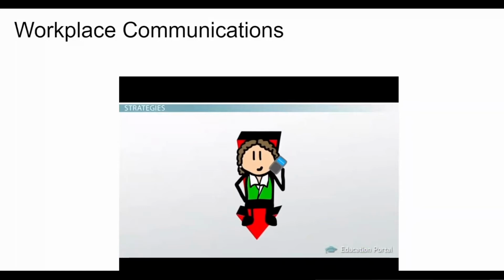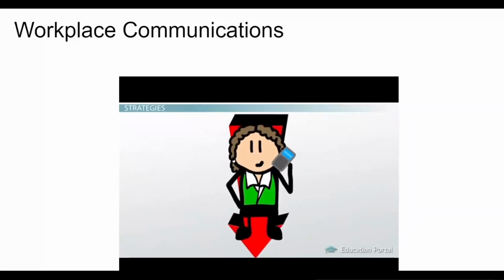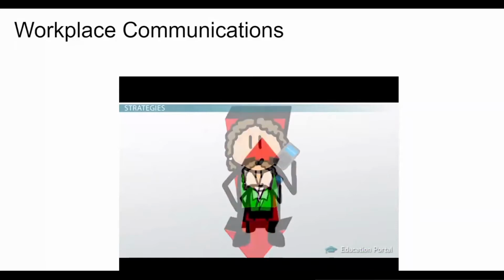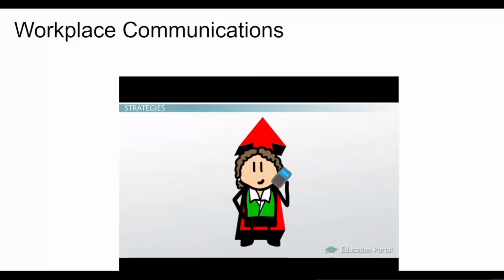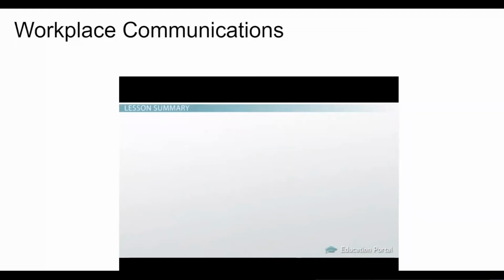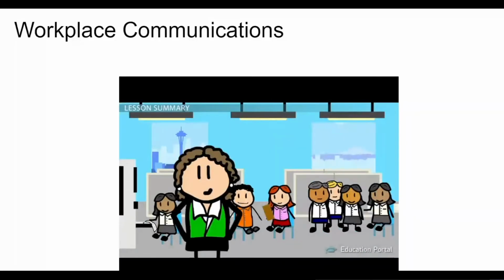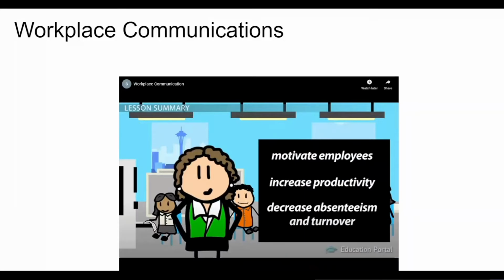Downward communication should be used to inform and educate employees on corporate news and events, and to combat rumors and problems. Upward communication should be allowed by management so employees can ask questions, submit suggestions, and offer different points of view. In summary, workplace communication can be used to motivate employees, increase productivity, and decrease absenteeism and turnover.